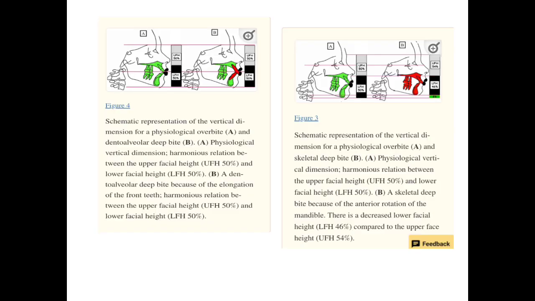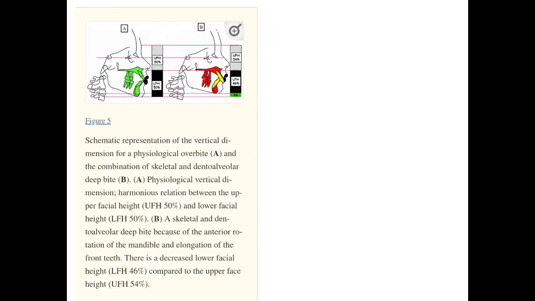So these are different illustrations, schematic representations of the different malocclusions. You can have just dentoalveolar, or you can have skeletal, or you can have a combination of both, as illustrated here.